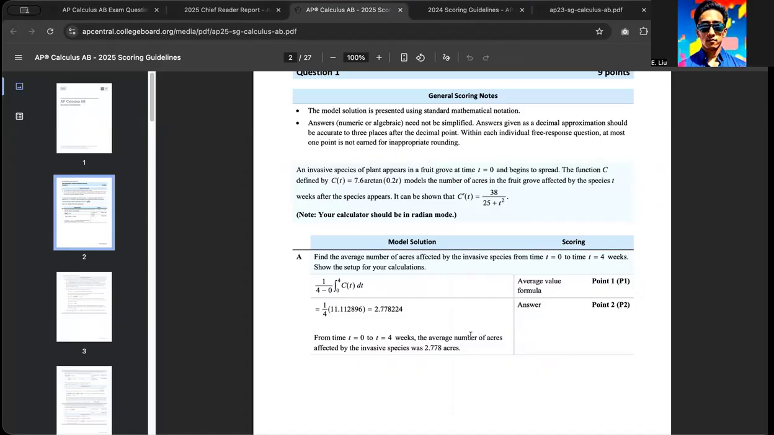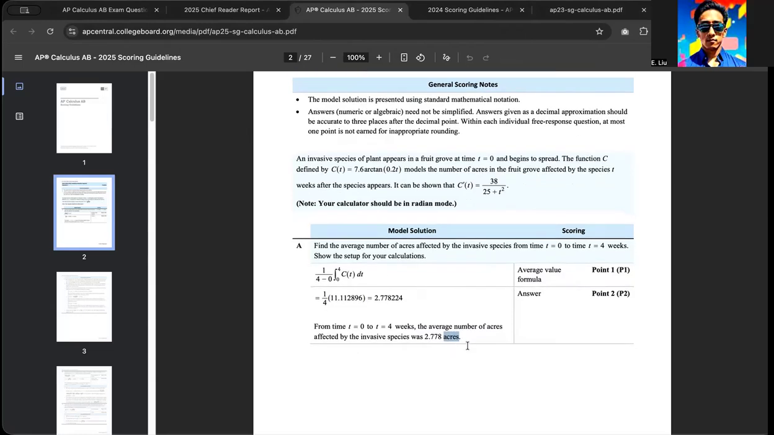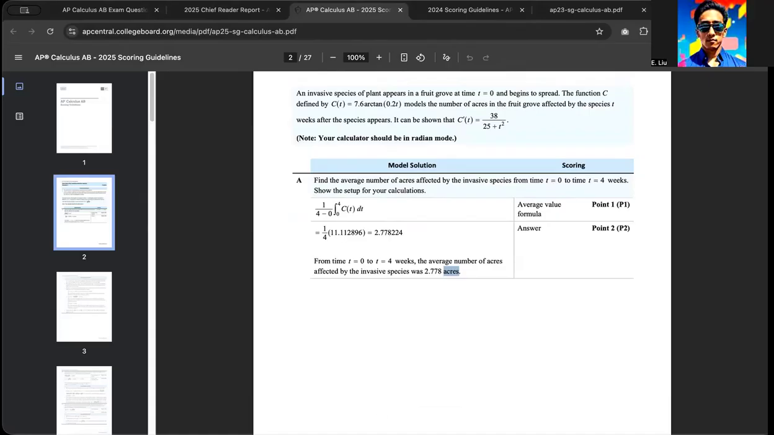Also do your best to make sure that you reply and put your answer in terms of the number or the label that they're looking for. Okay, let's go into B.